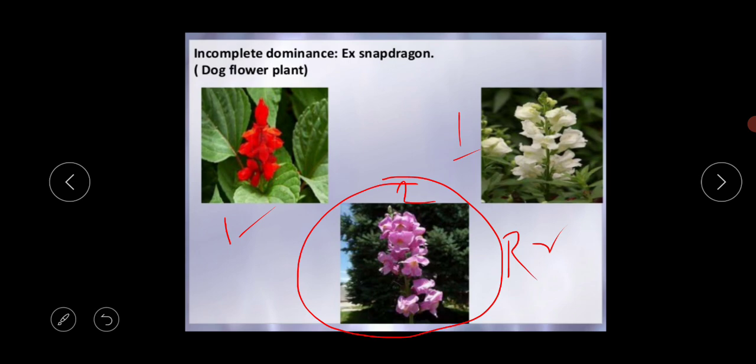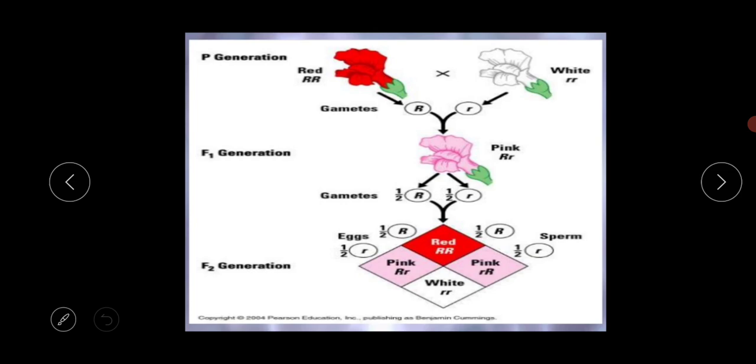After crossing these two flowers, we get one pink color flower. This pink color does not resemble either parent; it's neither red nor white. So this is incomplete dominance.